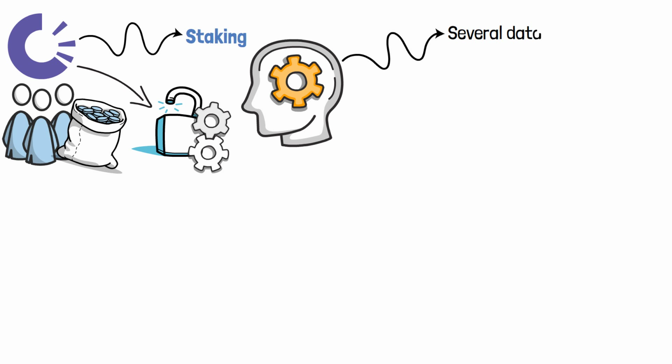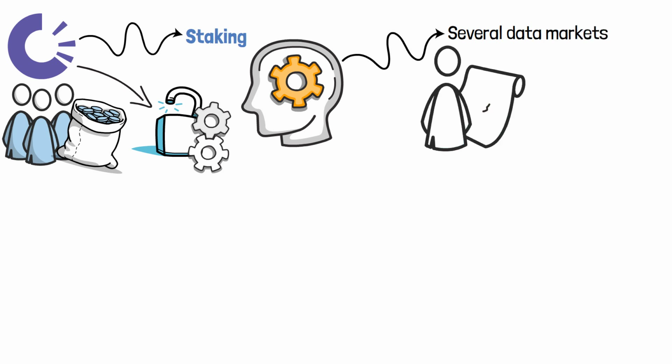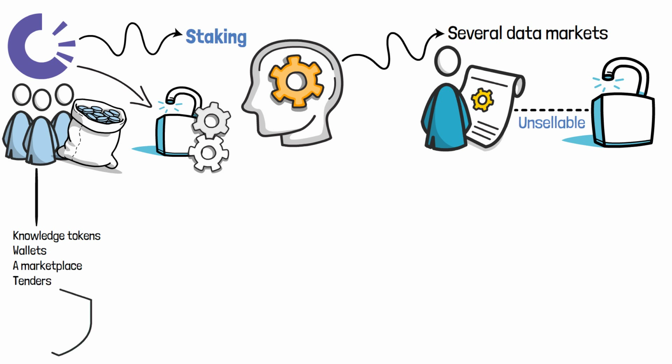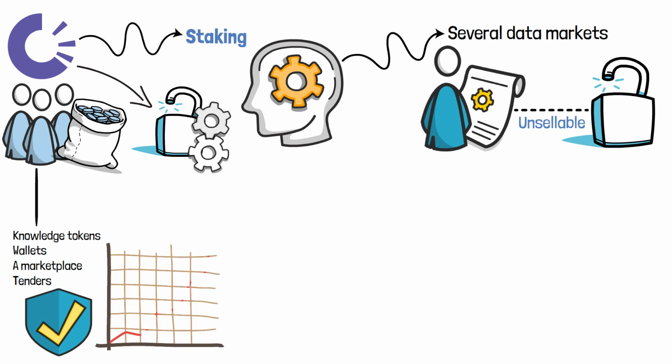There are several data markets where data creators can sell their data on the open market. It can unlock valuable proprietary data that we used to think was unsellable. OriginTrail makes this possible by adding knowledge tokens, wallets, a marketplace, and tenders so users can buy and sell data in a trusted and private way. Experts believe that this will increase TRAC's utility.